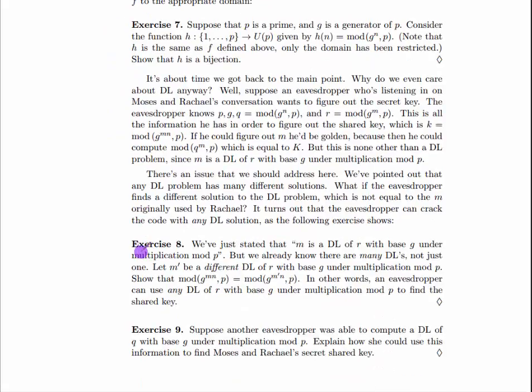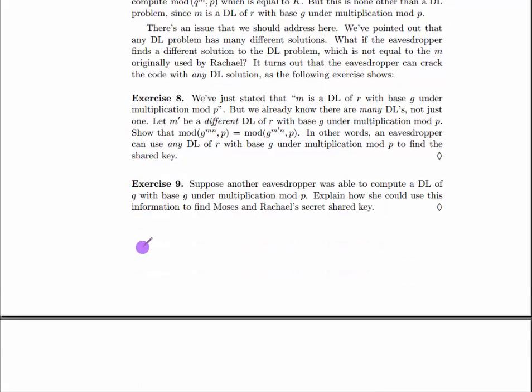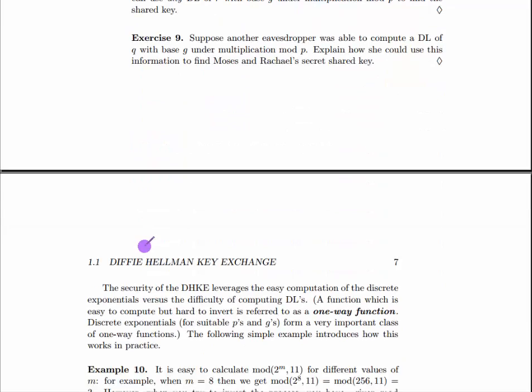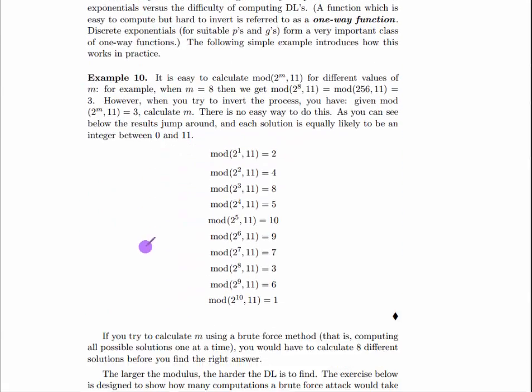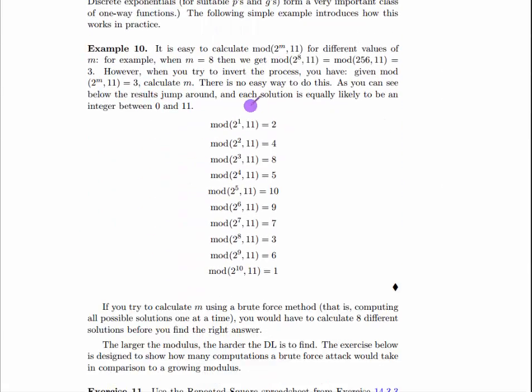So let me go down here and you can see an example of trying to compute a discrete logarithm. Okay. So as it says here, it's easy to calculate 2 to the m and take it mod 11. That's quite easy. We can use our repeated squaring formula. So when m equals 8, you just take 2 to the 8th mod 11 and it works out very nicely.